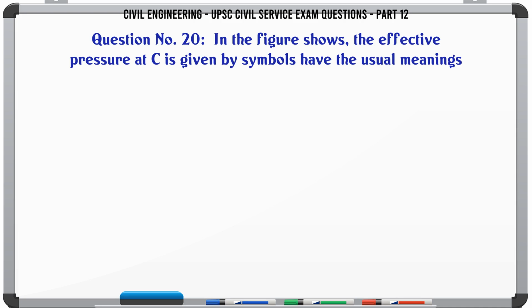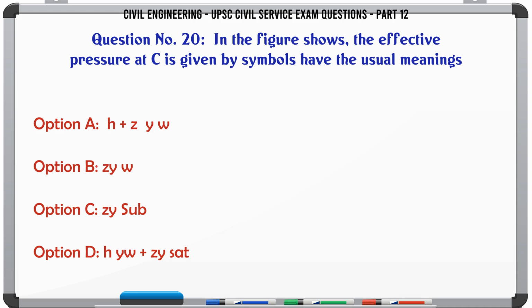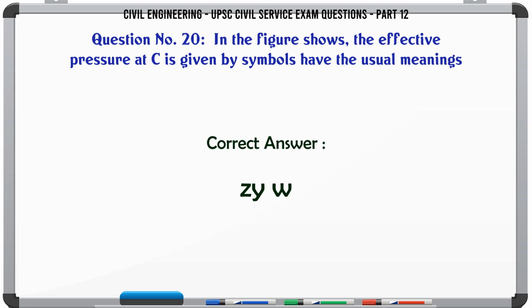In the figure shown, the effective pressure at C is given by, where the symbols have the usual meanings: A. HZYW, B. ZYW, C. ZY sub, D. HYW ZY sat. The correct answer is ZYW.